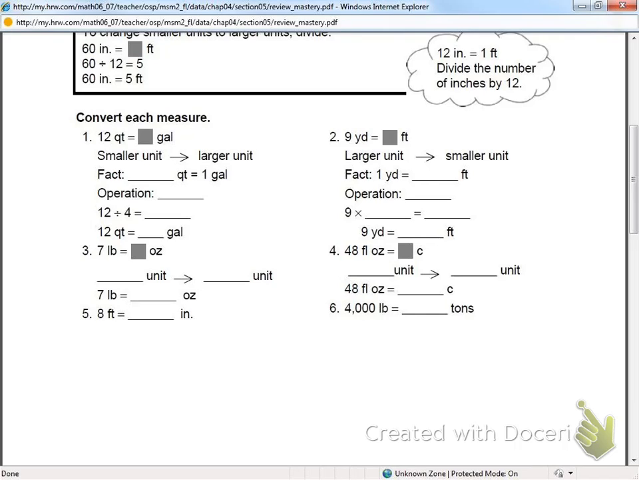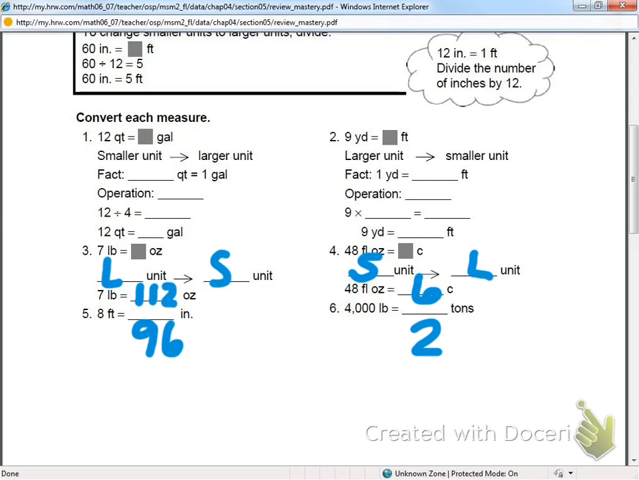Okay, we should have found our answer for number 3. The answer for number 3 was larger unit to smaller unit, so it should have been 112 ounces. Number 4, we had smaller unit to larger unit, and it was 6 cups. Number 5 was 96 inches, and number 6 was 2 tons.